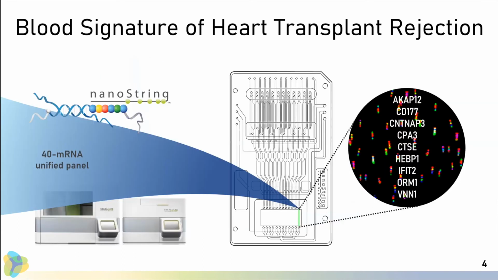Subsequently, we refined our panel to a 40 gene set, and again evaluated this unified panel on patient samples to finally select the best performing 9 genes, which are shown on the right in the black circle. This test is currently implemented on a NanoString platform that runs on this microfluidic device. I will talk more about the biomarker performance and assay characteristics in a few slides.